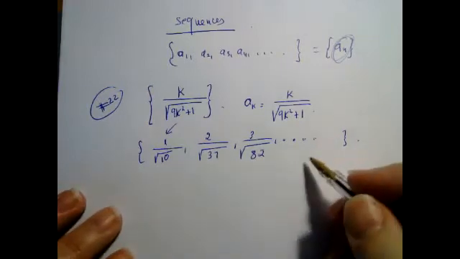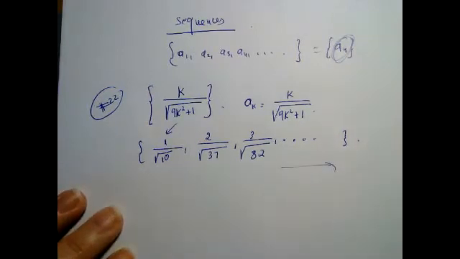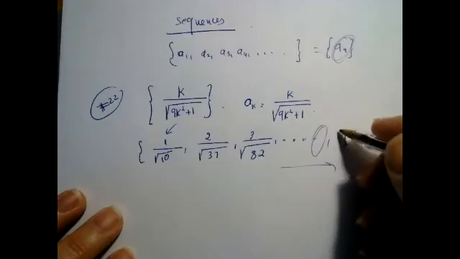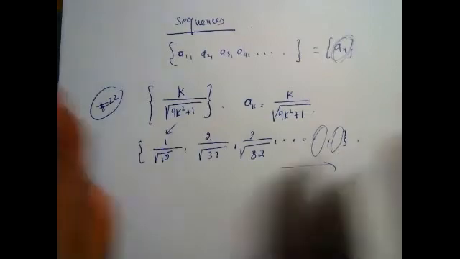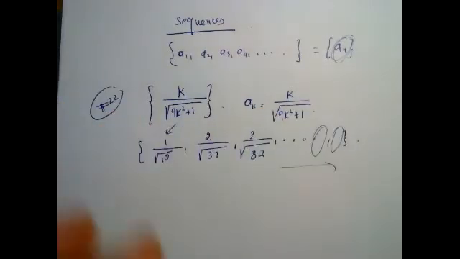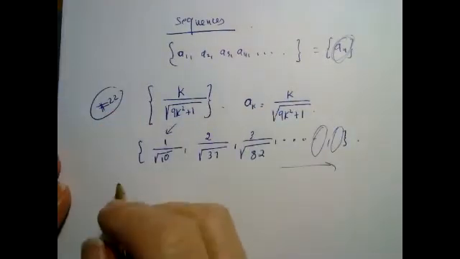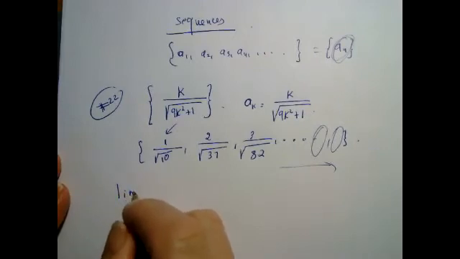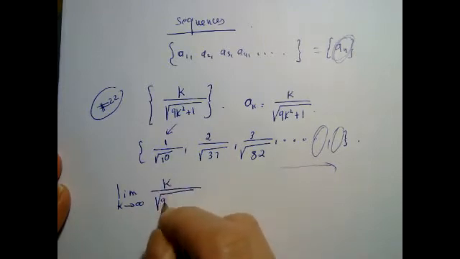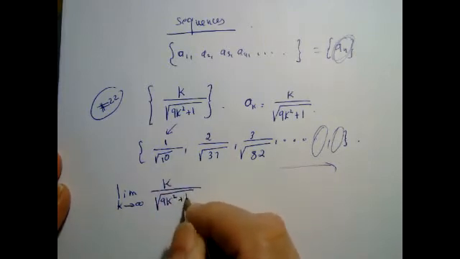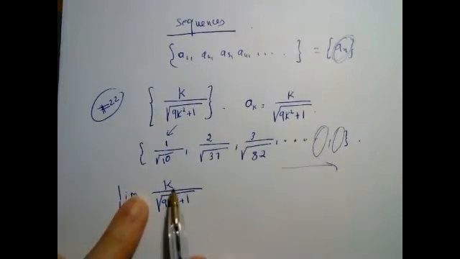The question is, as you move forward in this list, do those terms get close to something specific, or do they blow up to infinity, or do they oscillate? What we need to find is what happens to this term when k goes to infinity. And we're going to do it algebraically. When I start putting in large k's, k equal 100, k equal 1,000, what happens to this ratio?